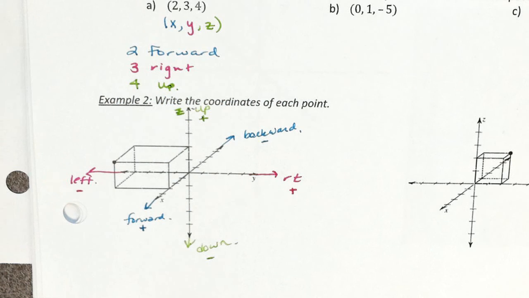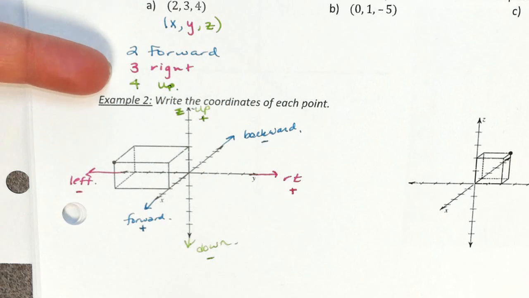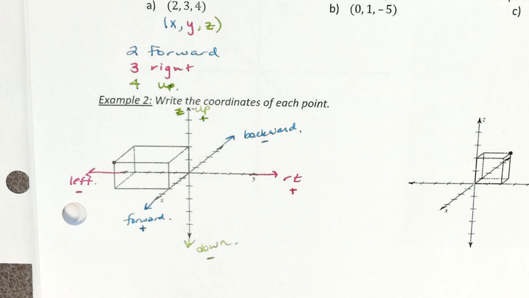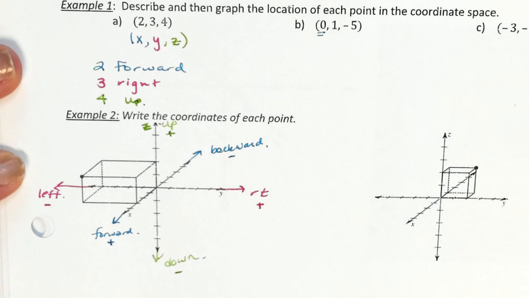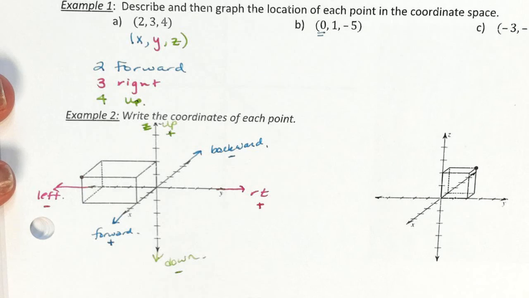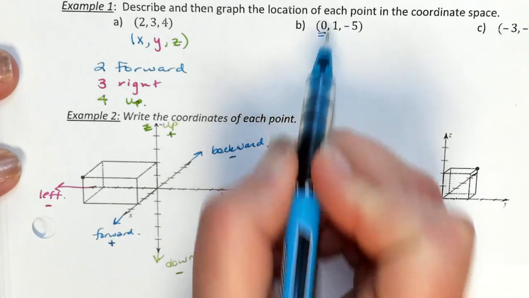And that's how you would describe it. You just have to tell me how far forward, how far left or right, how far up or down. So far, so good? Let's try the next one. So the 0 tells you what? Which direction? Forward and back. The first number is forward and back.